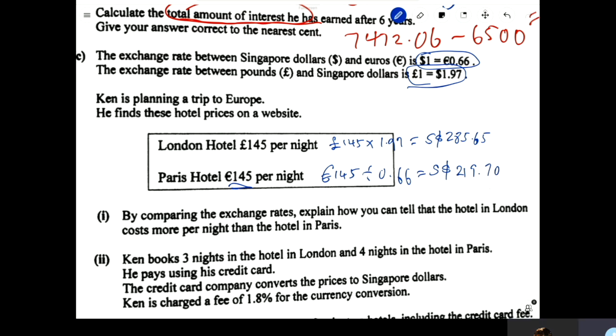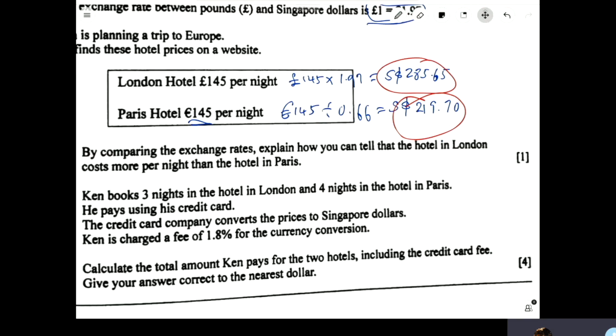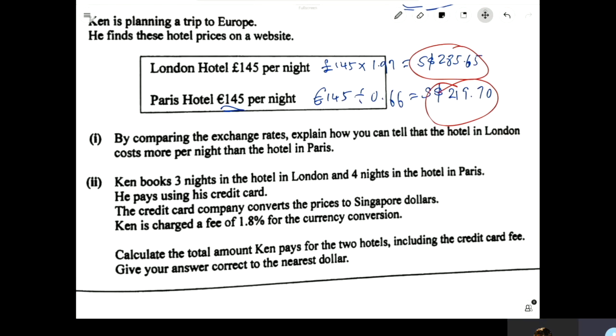Okay, so the question is which one is more expensive? London. So London is more, right? Why? Because you can see clearly the value. Easy? Next.